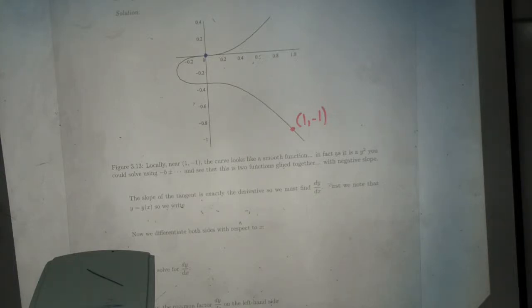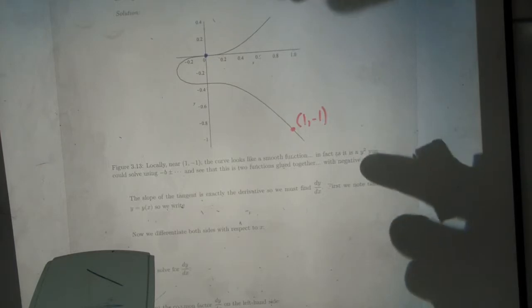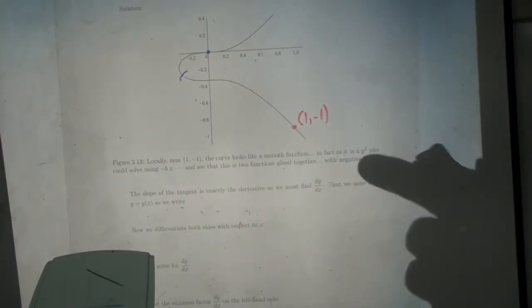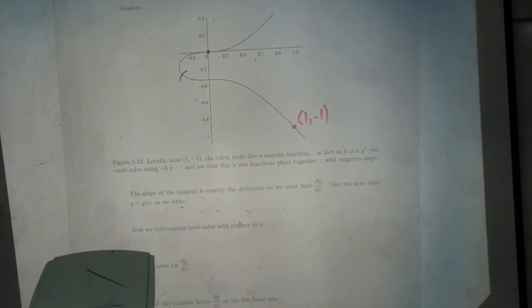Yeah. So I have a good feeling that this is actually okay. Locally near 1, minus 1. By the way, locally means pretty much away from this vertical bit, so maybe everything from here on is part of a graph of a function. Theoretically, you can solve it using the minus b formula to find y in terms of x, but no, don't do that.